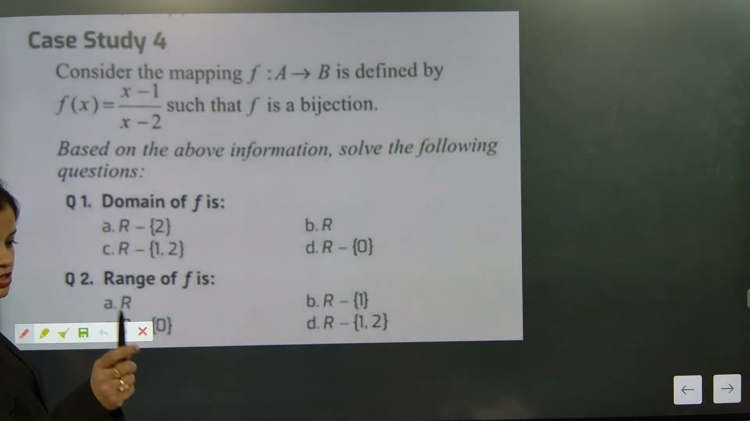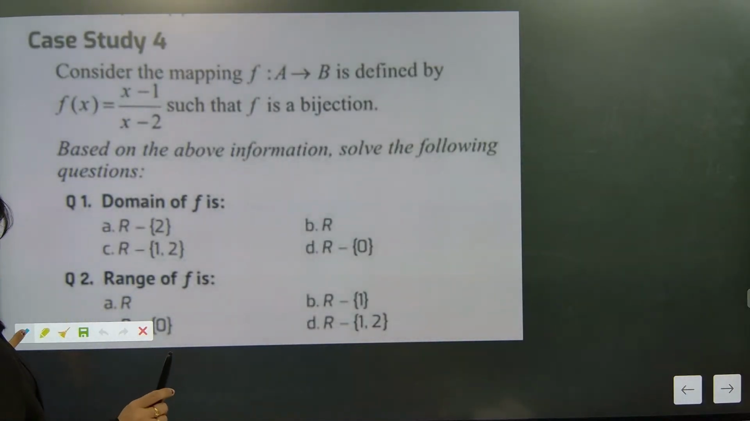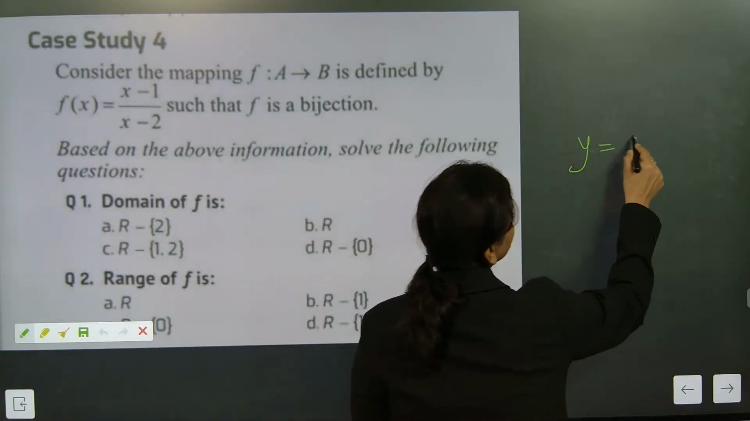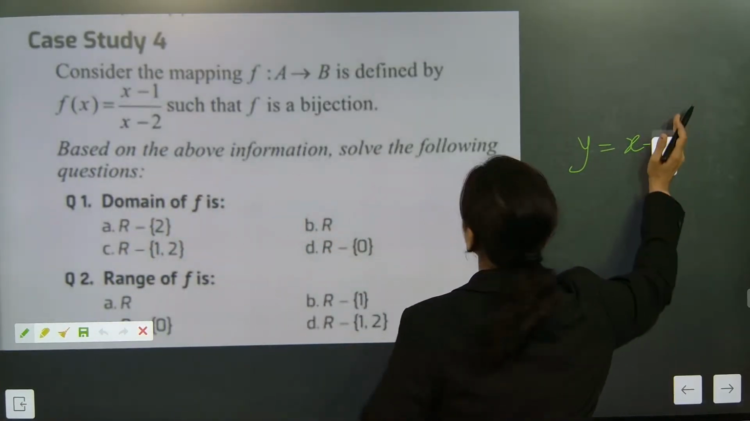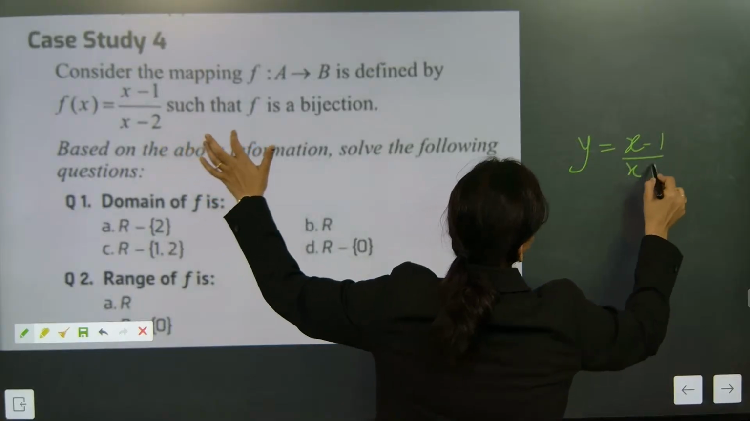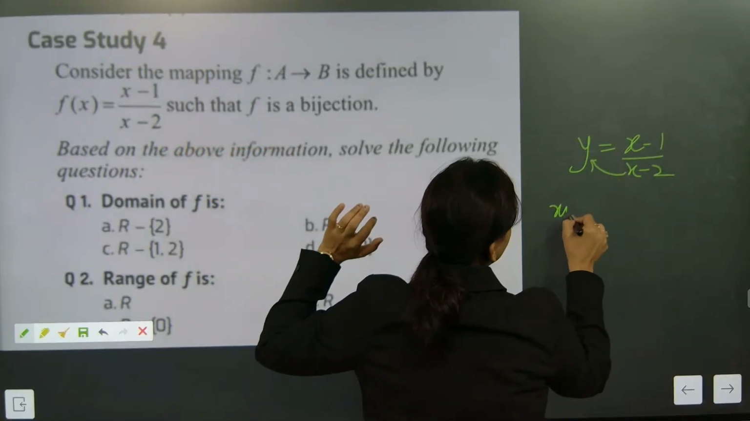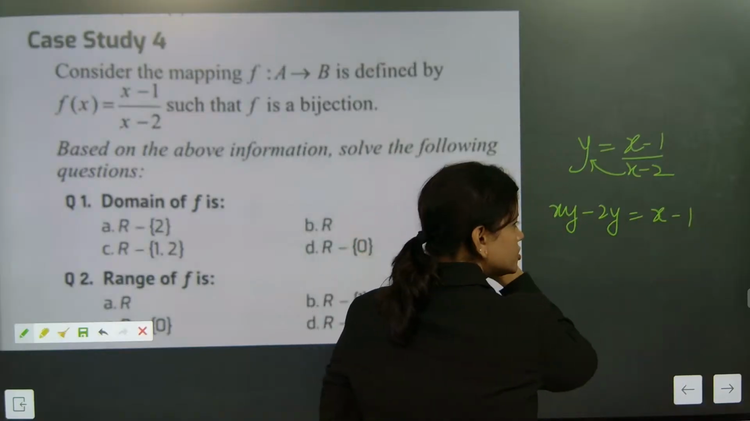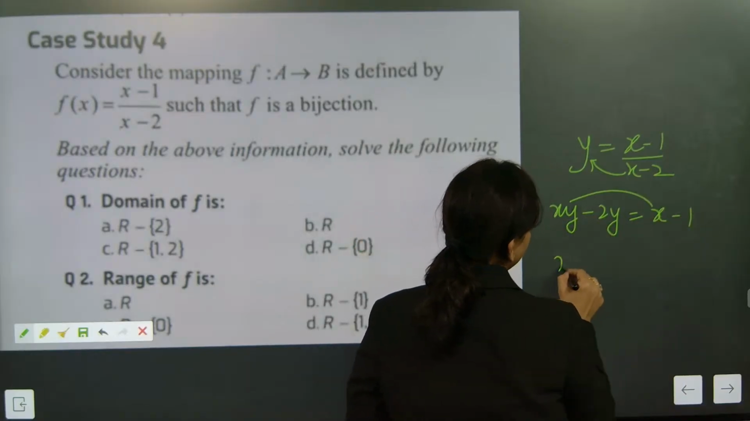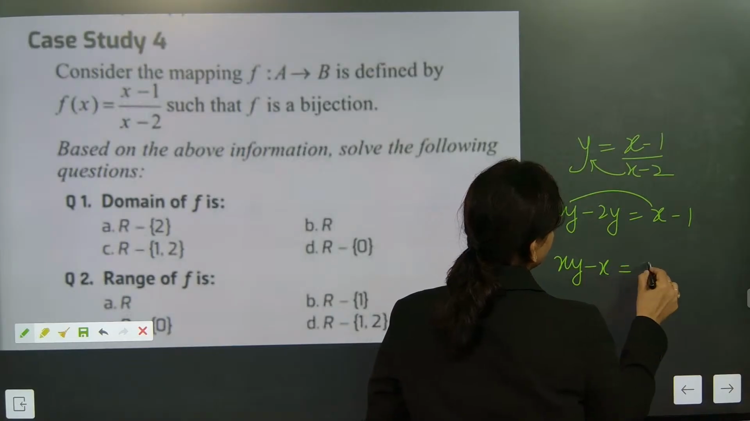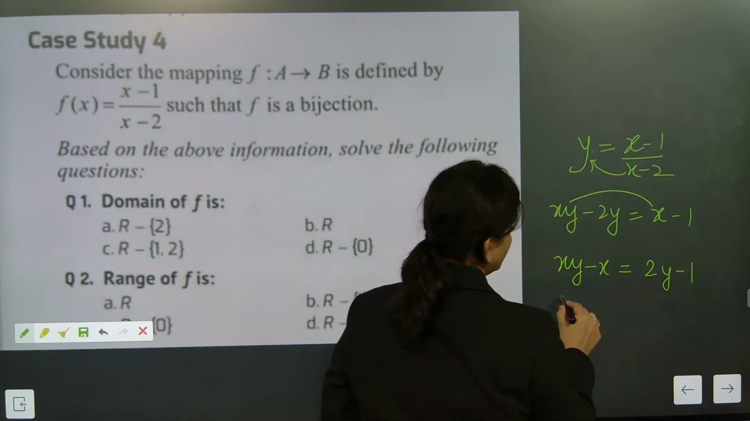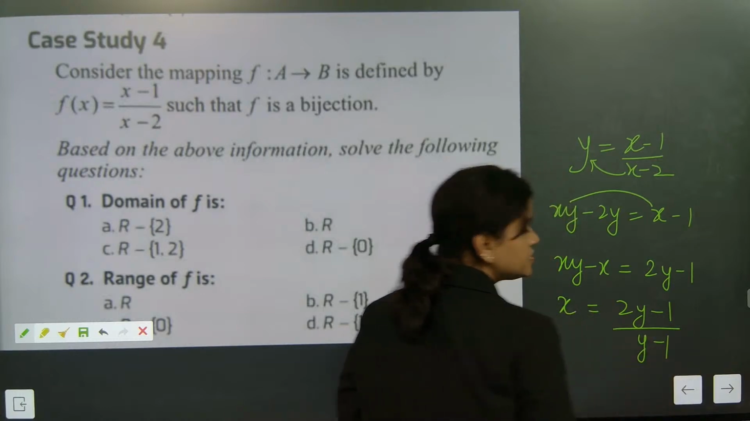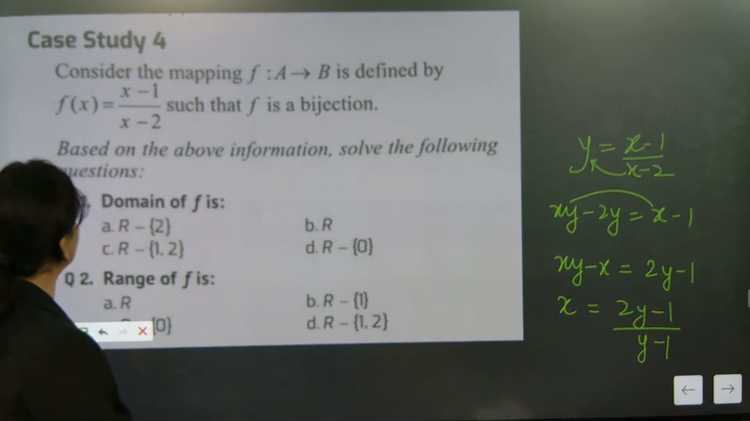Look here, see the process of finding range. Range finding process is very important. You have to start with y is equal to (x minus 1) by (x minus 2). Multiply with this, it will become xy minus 2y equal to x minus 1. Understood? So now you take this one this side. xy minus x is equal to 2y minus 1. x common, it is coming (2y minus 1) by (y minus 1). So y should not be equal to 1.